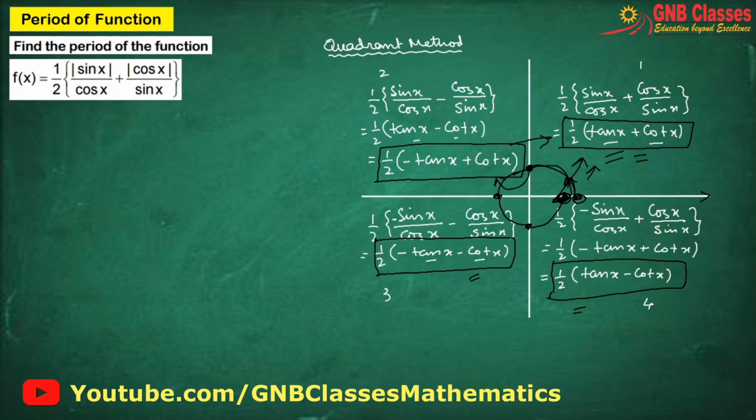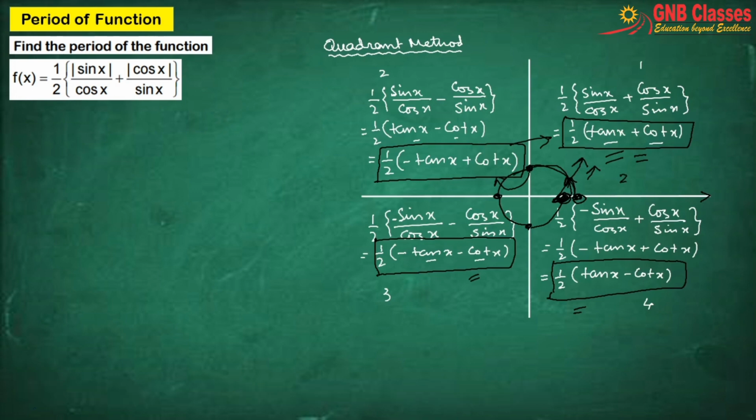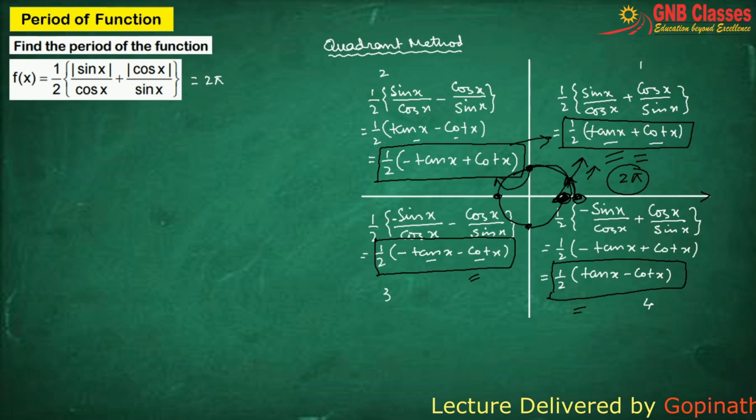Now, how much have you revolved? You have revolved 2 pi. Yes or no? You have revolved 360 degrees. That is 2 pi you have revolved. Therefore, the period for this function will be 2 pi only. Straight away you write it down. Is it clear to everyone or not?